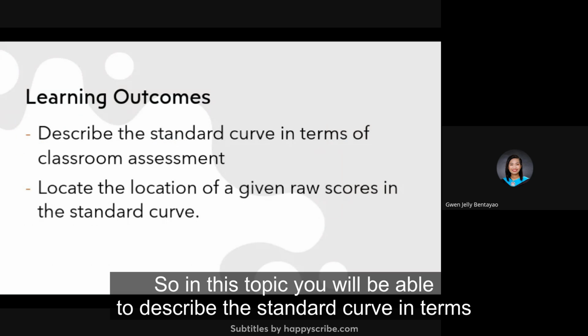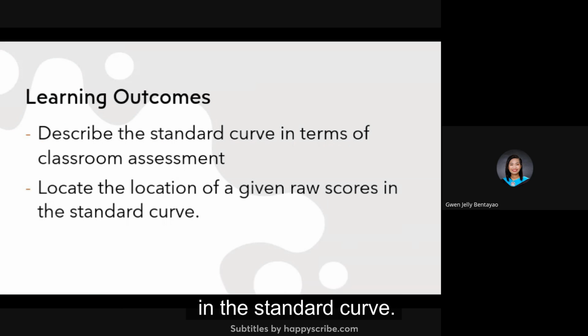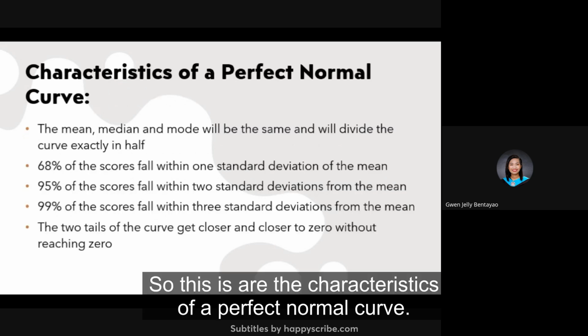In this topic, you will be able to describe the standard curve in terms of classroom assessment and locate the location of a given raw score in the standard curve. So, what are the characteristics of a perfect normal curve?